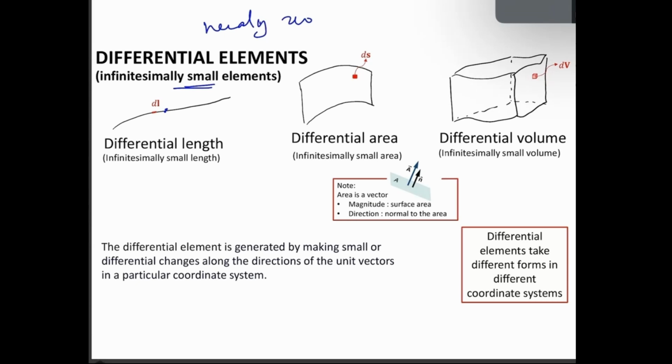What is a differential element? A differential element is generated by making small or differential changes along the direction of the unit vector in a particular coordinate system. Coordinate systems, as we learned in the last lecture, we have three: Cartesian, cylindrical, and spherical. Let's say Cartesian coordinate system, we have x, y, and z.